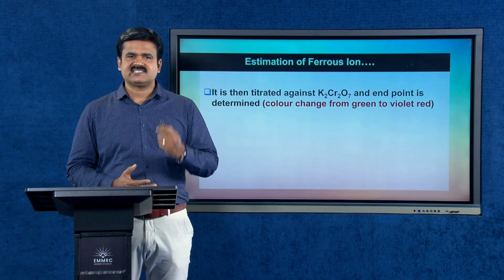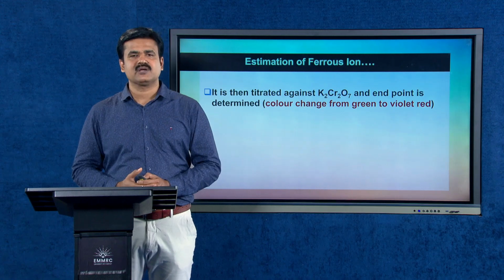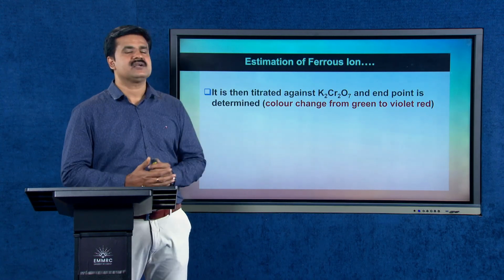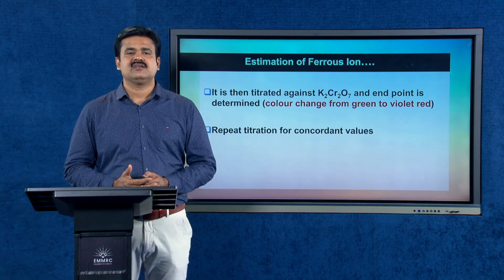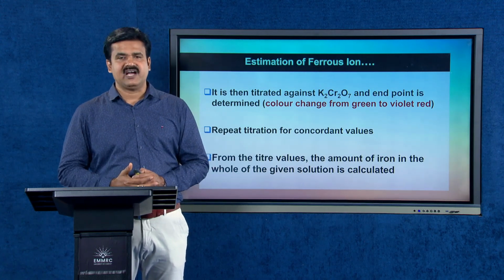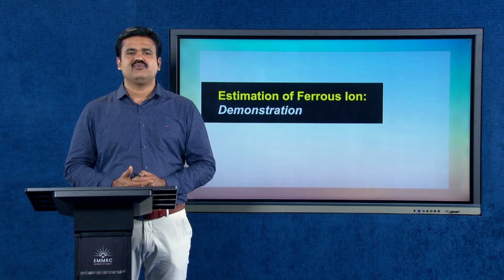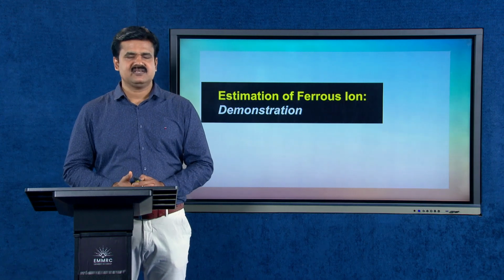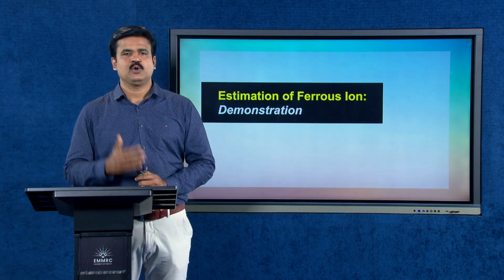Now, the solution is titrated against potassium dichromate taken in burette and end point is determined. The end point is the color change from green to violet red. Repeat the titration for concordant values. From the titer values, the amount of iron in the whole of the given solution can be calculated. Now we are demonstrating the estimation part of the experiment, that is, we are demonstrating the estimation of ferrous ion. Over to the experiment.